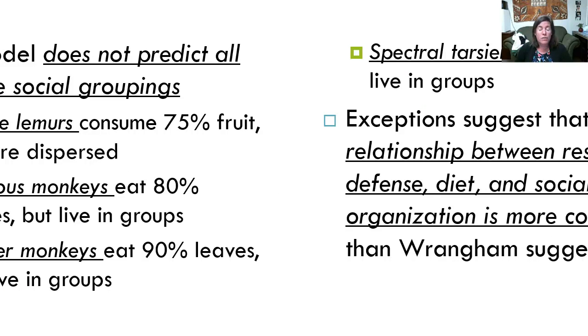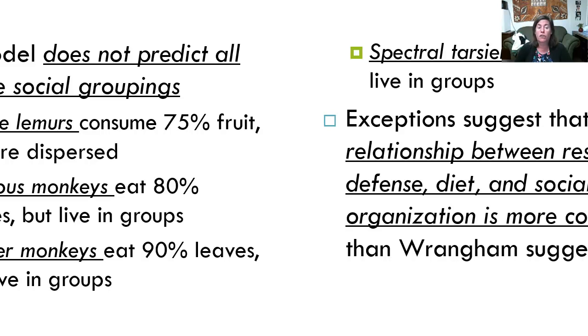There are some situations that provide some challenges to Wrangham's resource protection model. The model does not predict all primate social groupings. Mouse lemurs consume 75% fruit, but they live in a very dispersed social system. They are not group living primates, but they eat predominantly fruit.